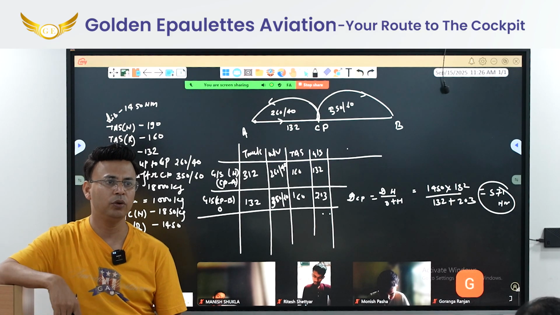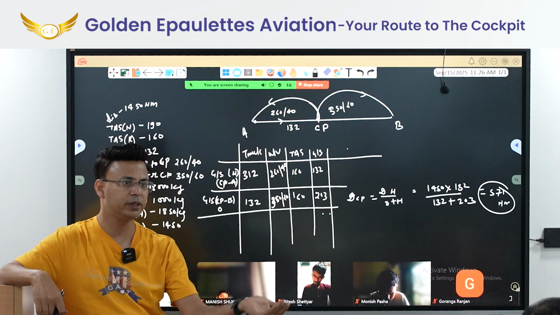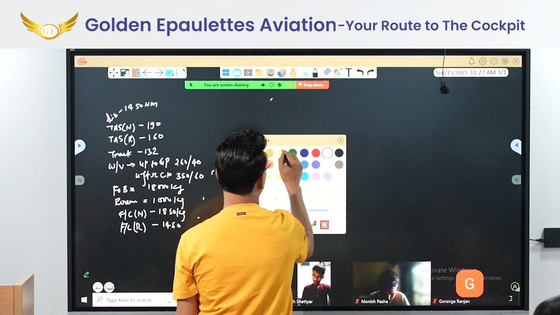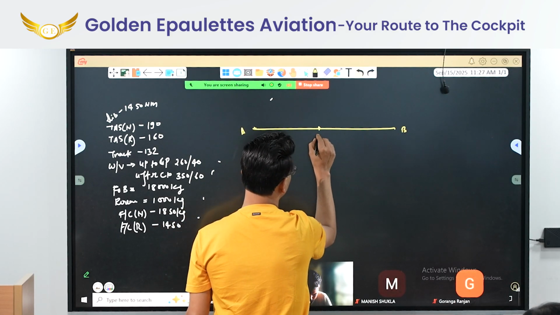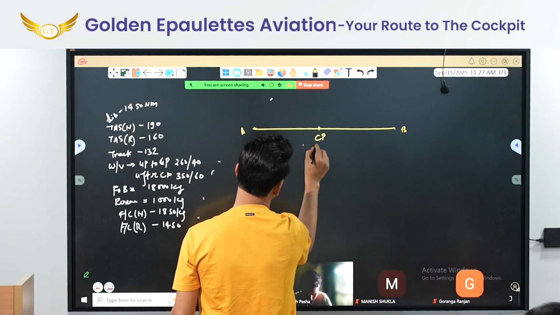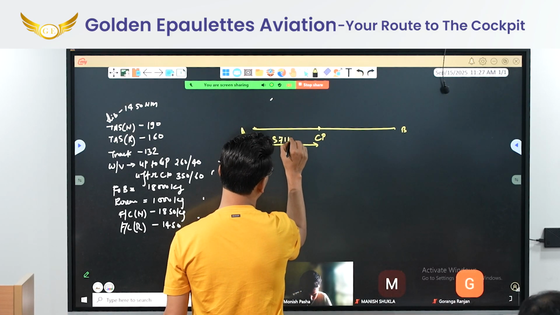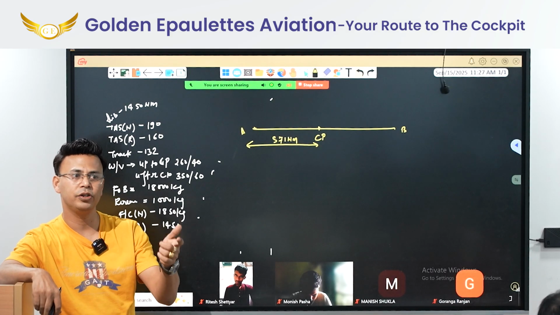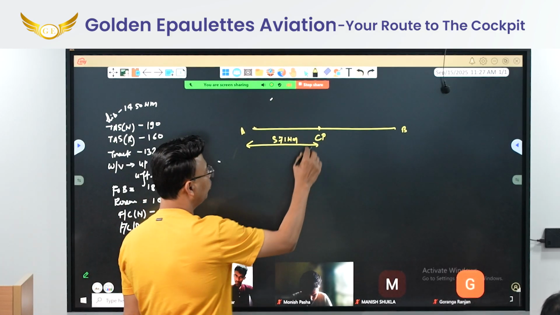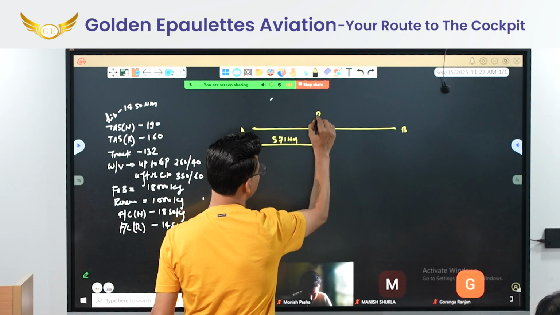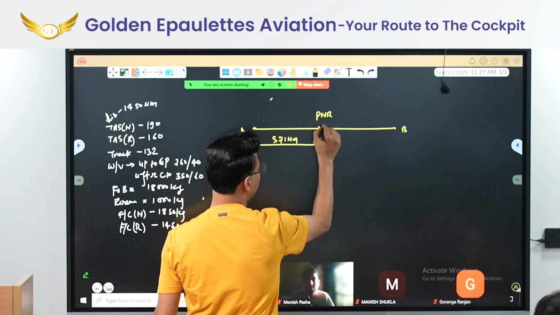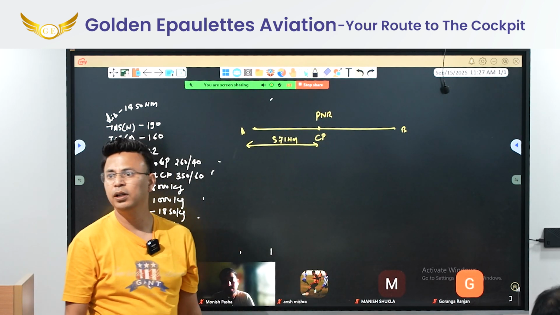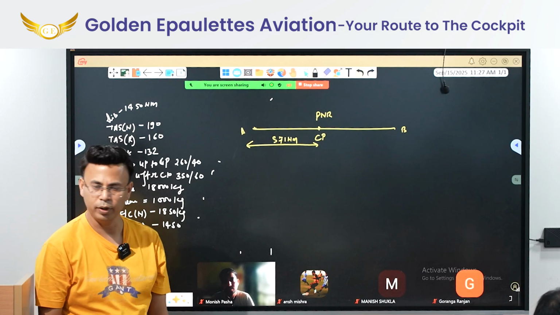We have to figure out if PNR is after CP or before CP. For this you can put a test. The CP was at a distance of 571 nautical miles. We have to see where the PNR is in relation to CP. So for this test purpose we assume PNR is at CP, and we see how much fuel we will consume overall.